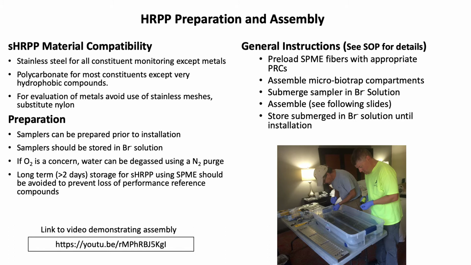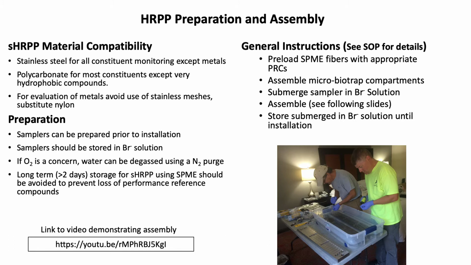Preparation. The samplers can be prepared prior to installation, although they shouldn't be stored for extensive periods. They can also be prepared on site as needed. The samplers should be stored in the bromide solution in which they're prepared so that the bromide does not change from the initial preparation. And if oxygen is a concern, as it is sometimes in metal sampling, the water can be degassed using a nitrogen purge, or the samplers can be degassed after they're prepared.